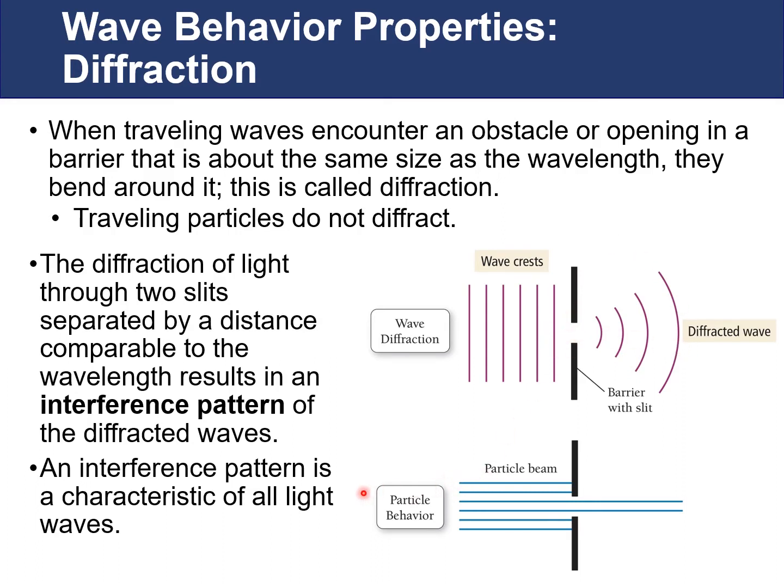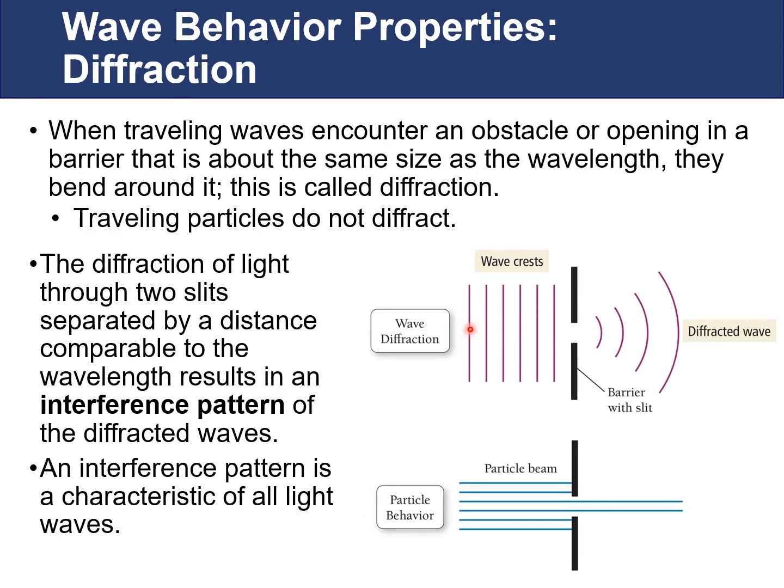Particles, on the other hand, if you shoot a bunch of particles towards a wall that has a slit in it, what you will find is that the wall will stop the particles that collide with it, and the particles that make it through will go through unhindered, but will not diffract. They will not change direction. So the diffraction of light through two slits separated by a distance comparable to the wavelength will result in an interference pattern for the diffracted waves. The interference pattern is a characteristic of all light waves.